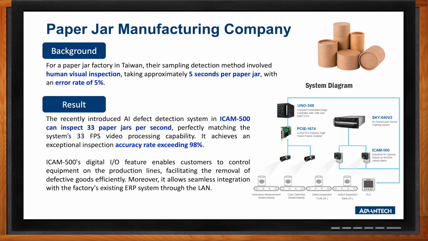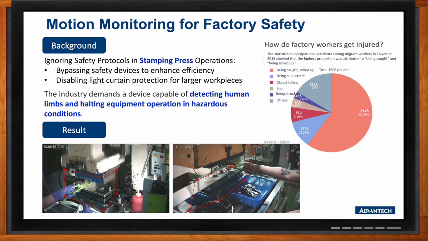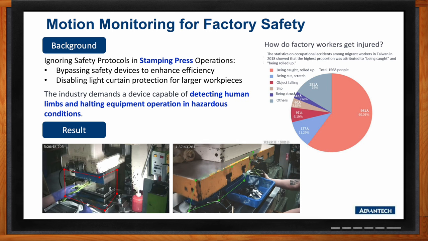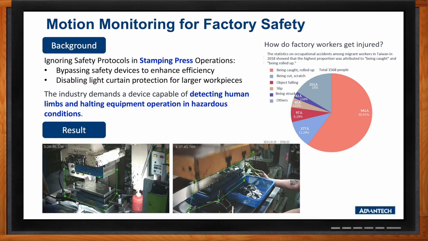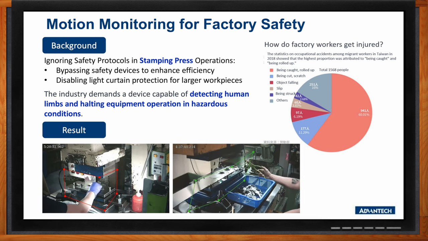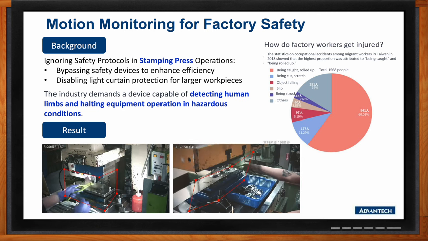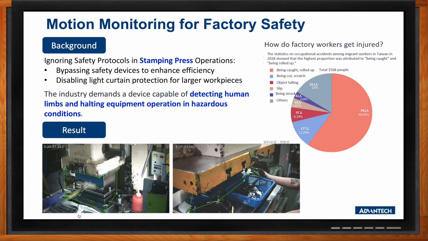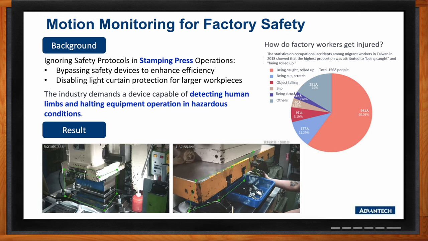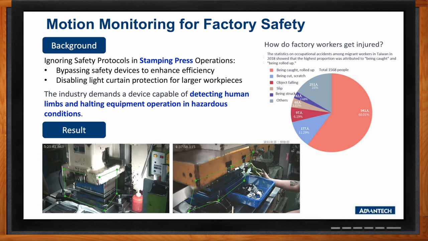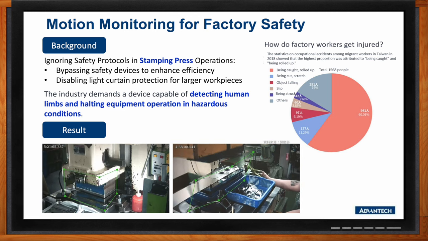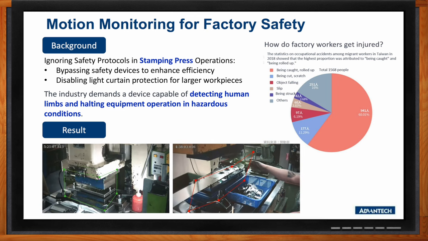So do you have any other examples you can share? Sure, I do. Here's another example related to motion monitoring for factory safety. The story behind this is that within the factory, there was an increase of accidents happening to the workers. So the demand was to create a device capable of detecting human limbs and halting operations of the equipment. As you can see in these videos, the user is working alongside heavy machinery, and if a human limb is detected within the specific area, the equipment would stop, preventing an accident.